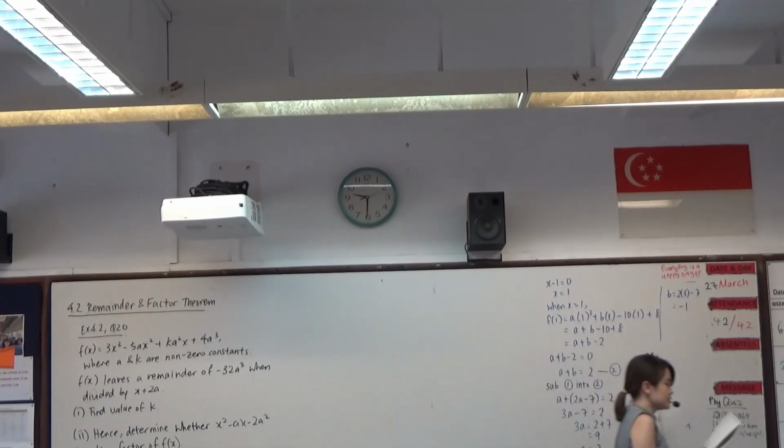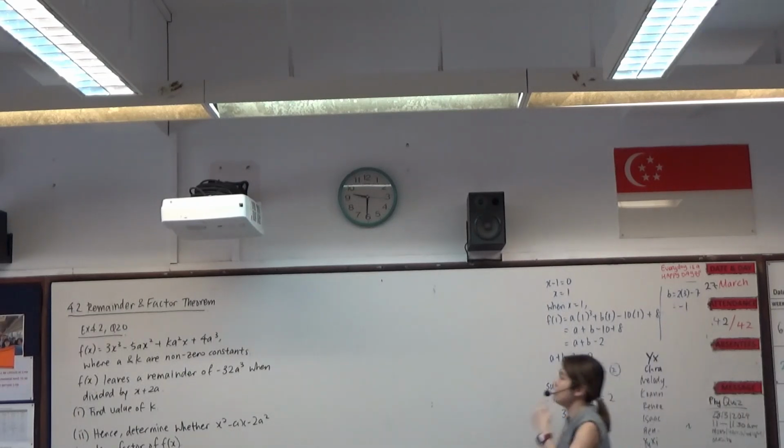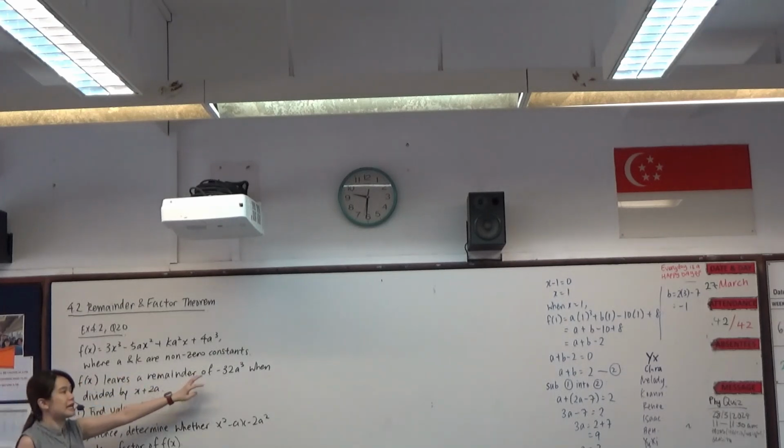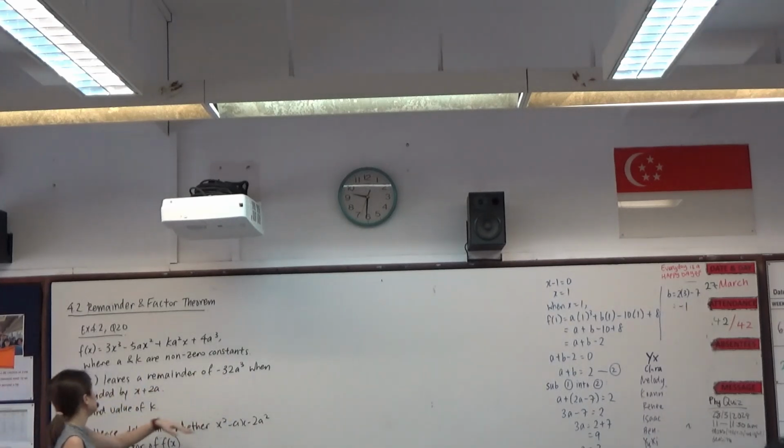Okay, so we have this polynomial f(x), 3x cubed minus 5ax squared and so on. The question says that a and k are non-zero, so later on it might mean that if you get a value of 0, you have to reject it. The critical part of the question says that f(x) has a remainder of negative 32a cubed when divided by x plus 2a.